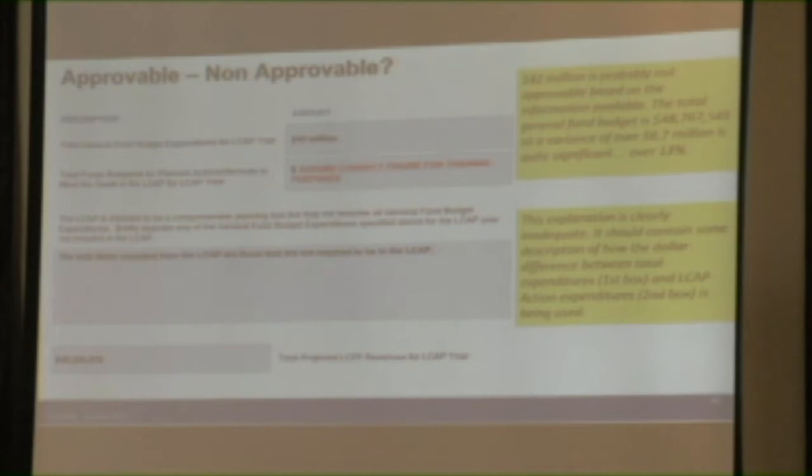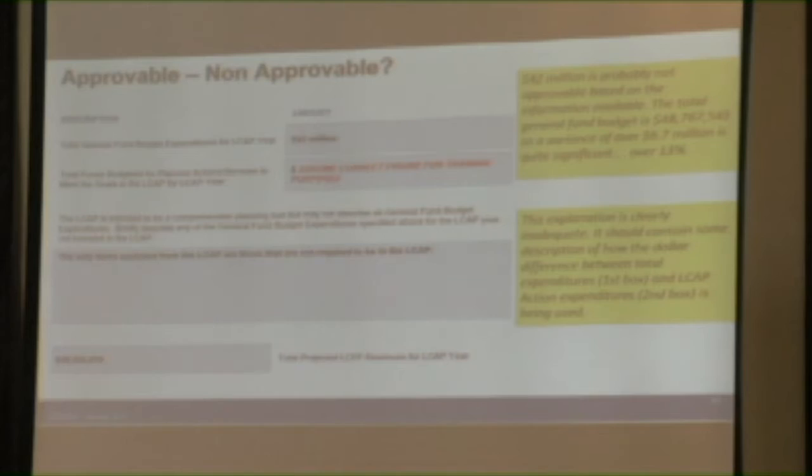Tammy? In your explanation of why this isn't approvable, you say because of the difference between box 1 and box 2, but I've seen scenarios where box 2 might have non-general fund expenditures in there and make that number large. And so it's not just box 1 and box 2, it's general fund versus general fund in both boxes. Okay. Absolutely, that's a very important point.